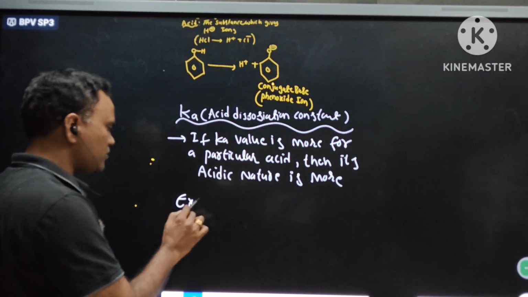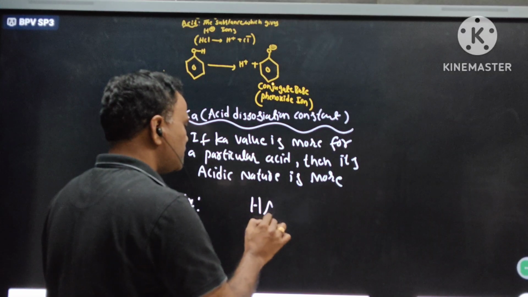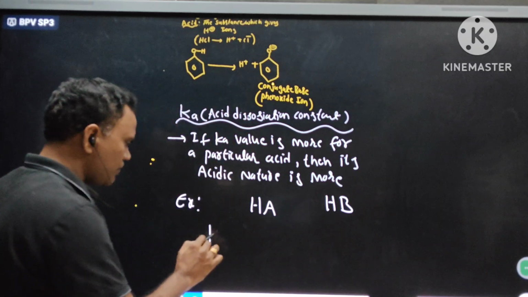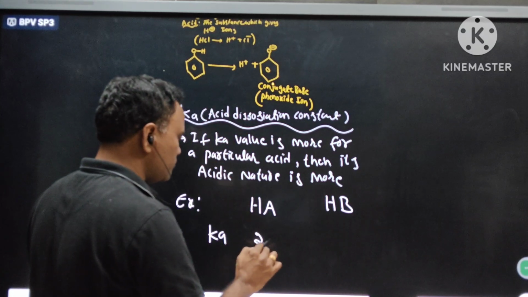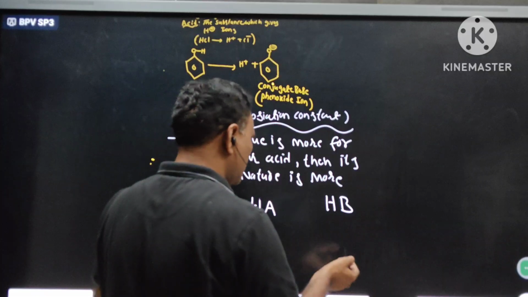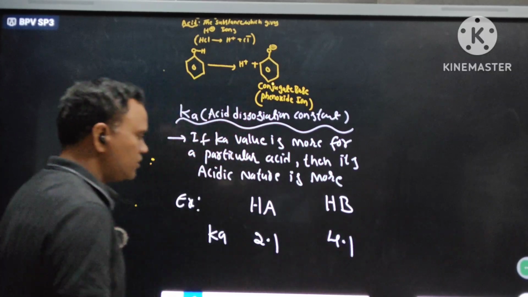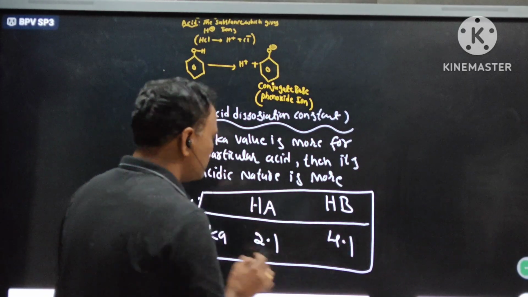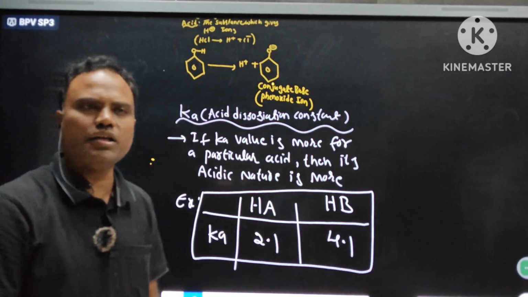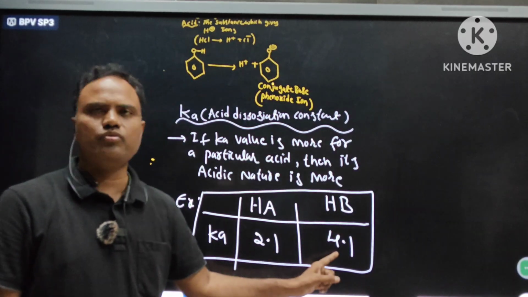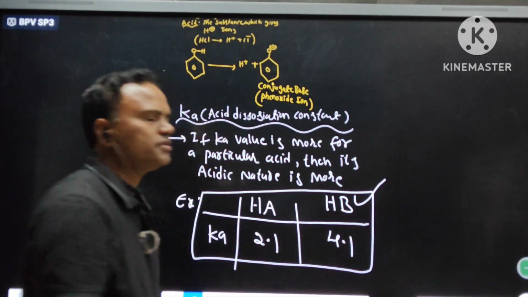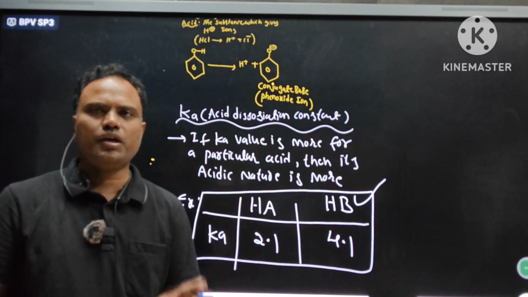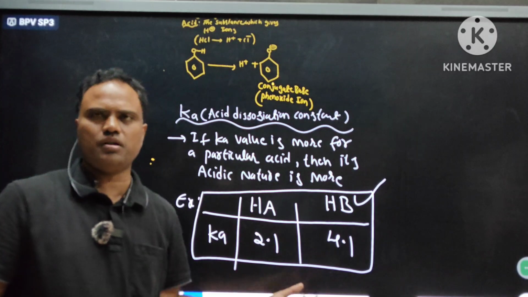For example, look at this, all of you. HA is one compound, HB is another compound. I am giving Ka values. Here the Ka value is 2.1, and the Ka value for this is some 4.1. You tell me which is the stronger acid. Whose Ka value is more? HB, 4.1. So this is the stronger acid. Very simple, just observe the values. You will get integer numbers only.